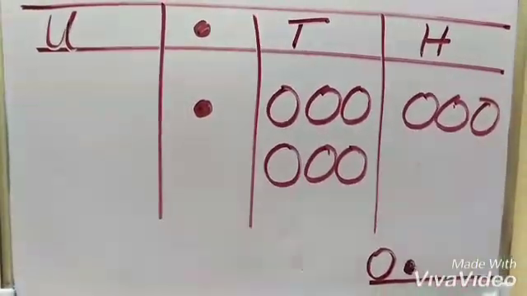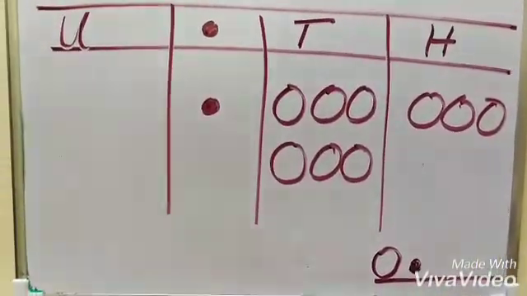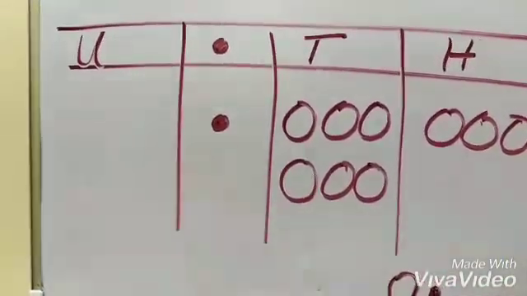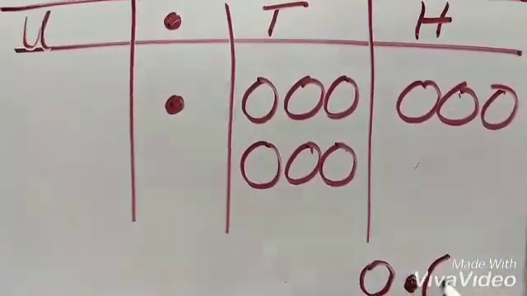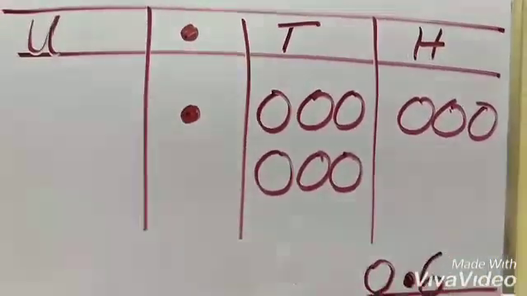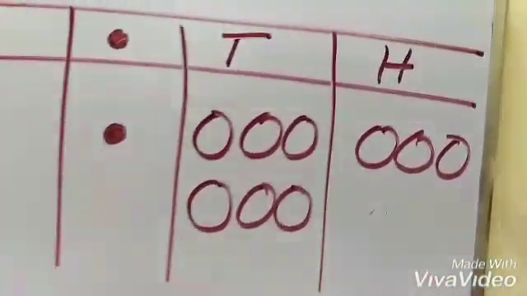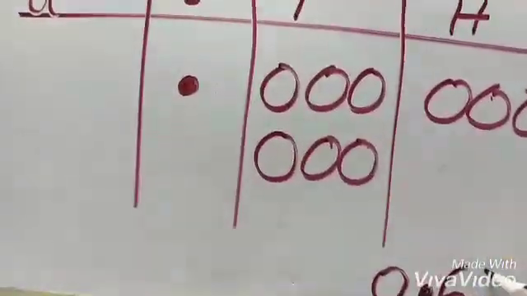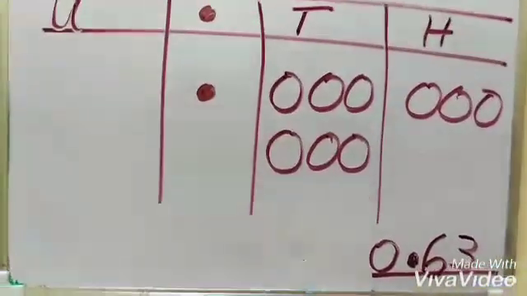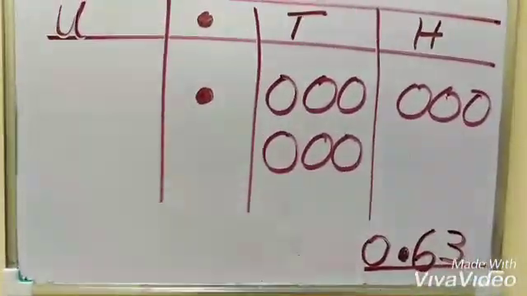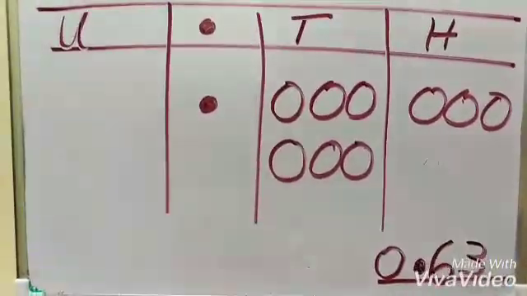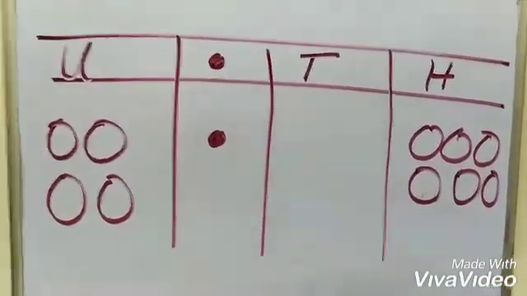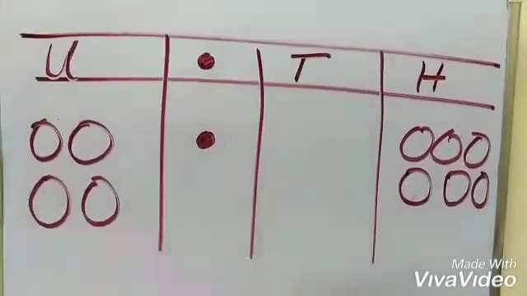Now take a look at the tenths place and tell what is the value of the tenths. The tenths place equals 6, so we write down 6. And the last one shows the hundredths place, and there are 3 parts in the hundredths place, so the number has to be 3. The whole number is 0.63.